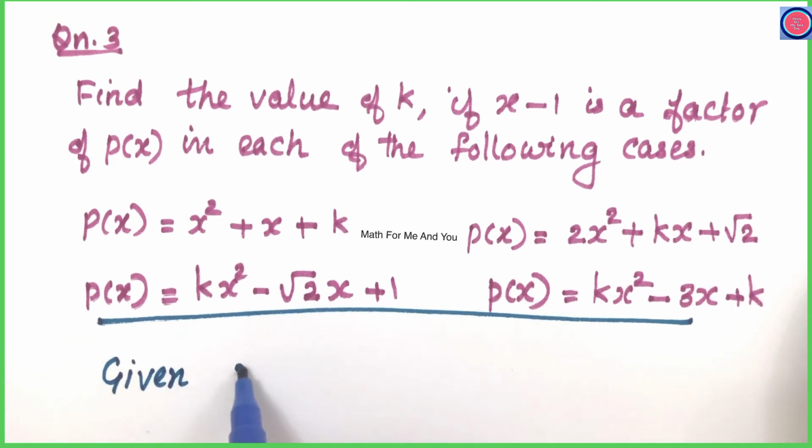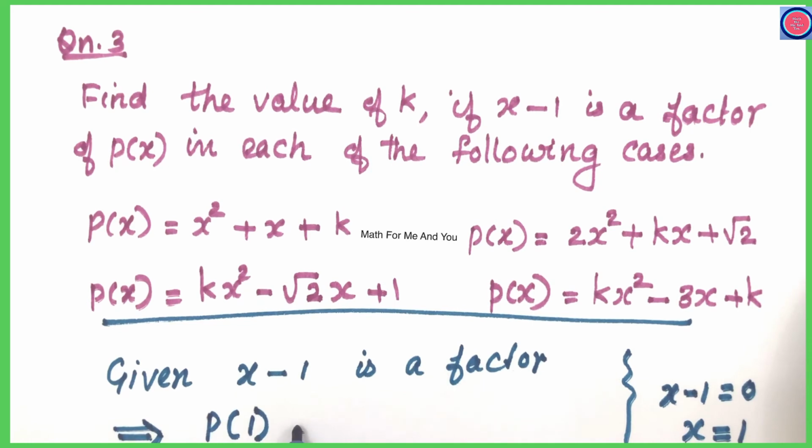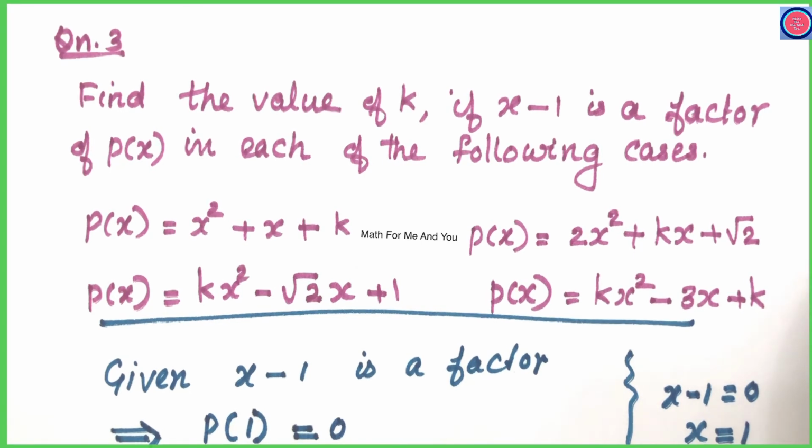Given x minus 1 is a factor, what do you understand from here? We can take this factor, equate it to 0, and then we get a value of x. What is that value? X minus 1 equals 0 means we get x is equal to positive 1. Substitute this value in each of the polynomials. What answer do we get? Since x minus 1 is a factor, p of 1, if we substitute this value in the polynomial, is equal to 0, we get the remainder 0. So we get p of 1 equals 0.